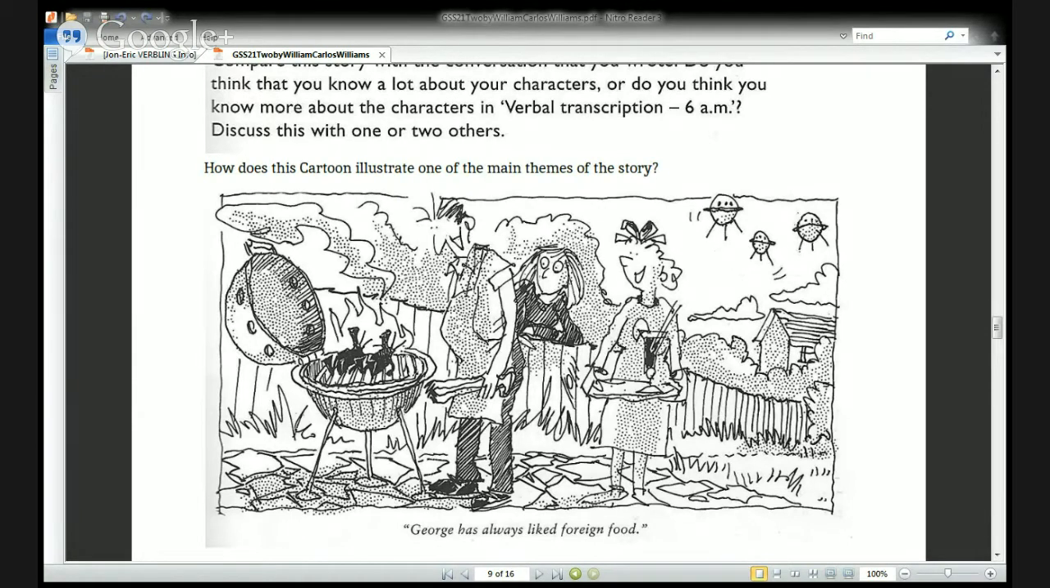In comparison with the usual story, this story, Verbal Transcription by Carlos Williams, looks very strange. It's mysterious. Firstly, readers cannot understand what the narrator meant. What the narrator means, but the wife, right? The wife of the sick man. But as long as the reader reads the story, they can imagine what the narrator means.